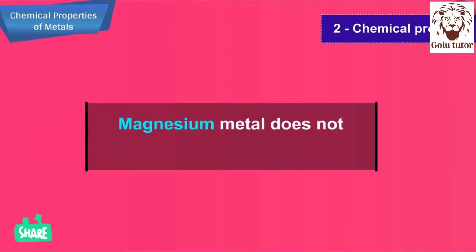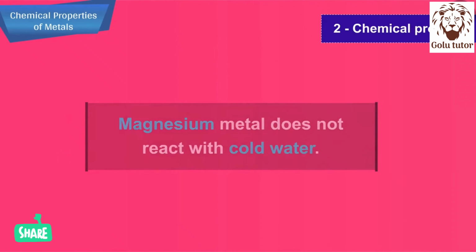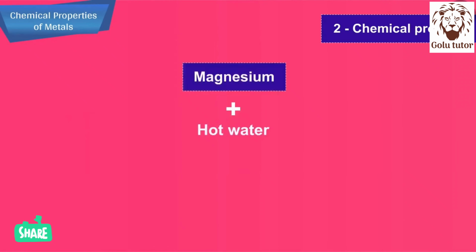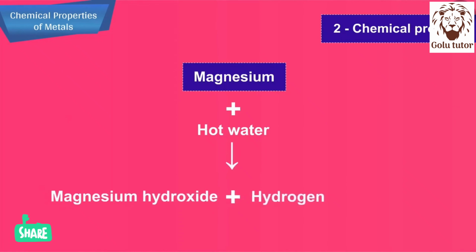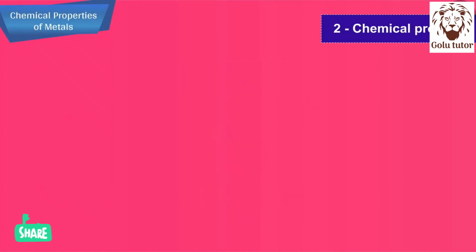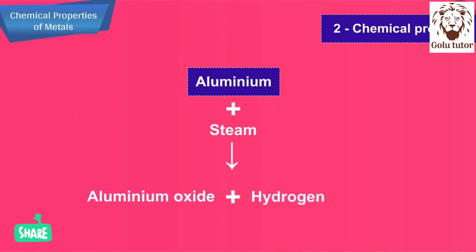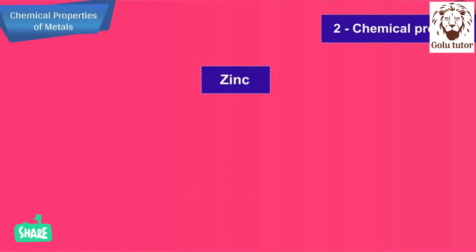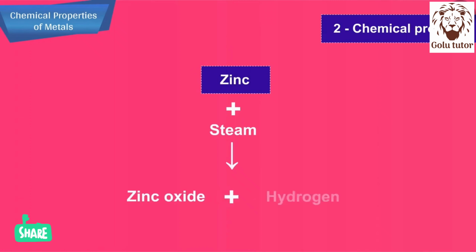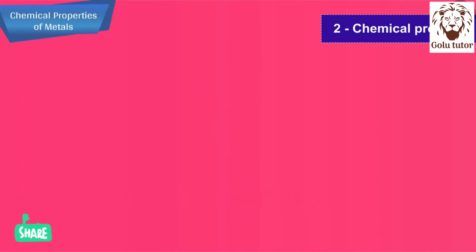Magnesium metal does not react with cold water. It reacts with hot water to form magnesium hydroxide and hydrogen gas. Aluminium reacts with steam to form aluminium oxide and hydrogen gas. Zinc reacts with steam to form zinc oxide and hydrogen gas.